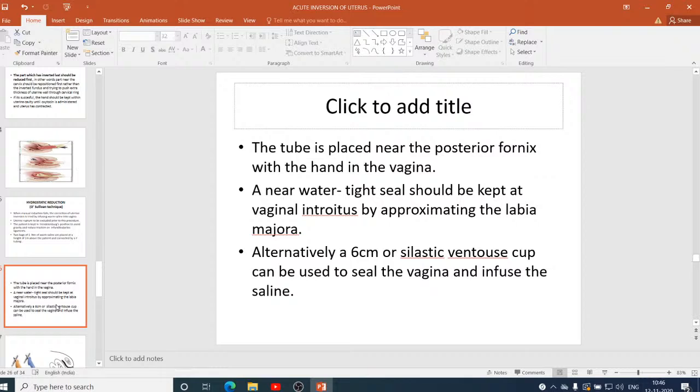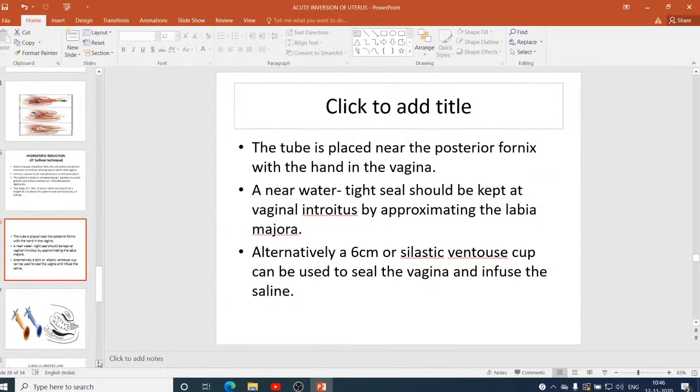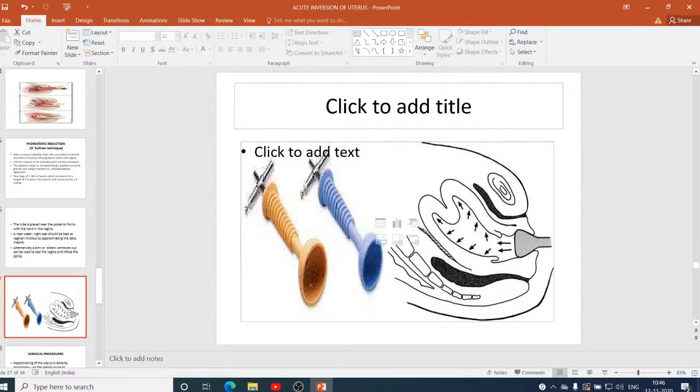Alternatively, a 6 cm Silastic ventouse cup can also be used to seal the vagina and infuse the saline. See, these are the Silastic vacuum cups which can be used, and you are infusing the warm saline for correcting the inversion of the uterus.